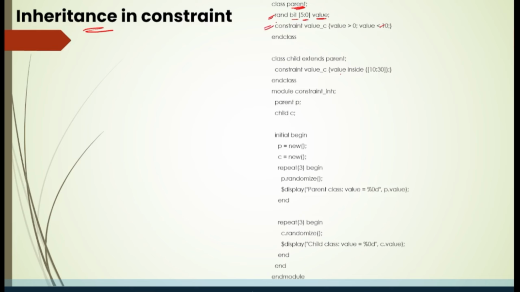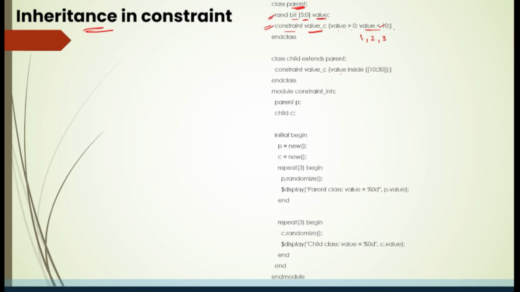Now I'm writing the constraint within this parent class. So what is my constraint? Constraint value c. Here if you see, value is greater than 0, that means greater than 0 means 1 2 3 and so on. Along with that, I'm giving the limitation that value should be less than 10.